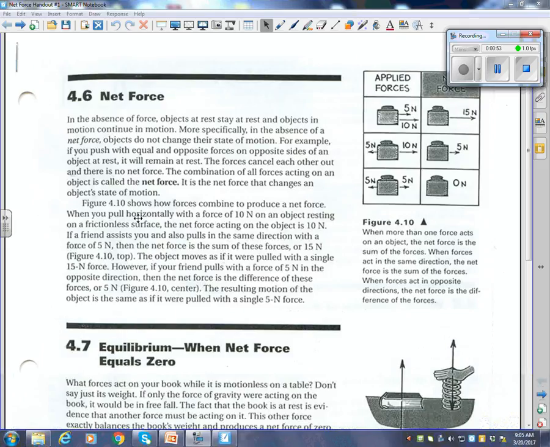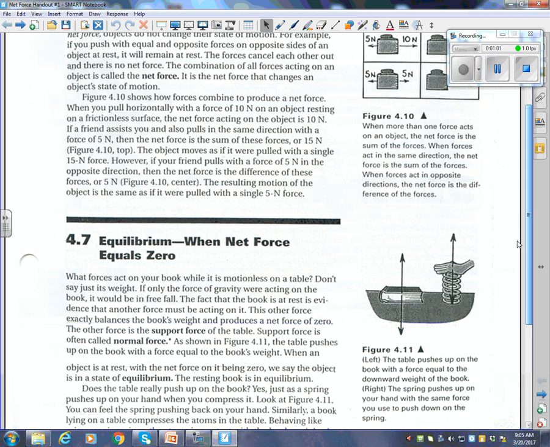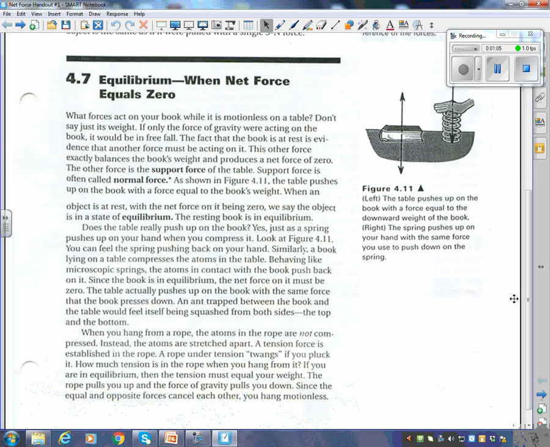It is the net force that changes an object's state of motion. Figure 4.10 shows how forces combine to produce a net force, and you guys know all this. This is nothing too surprising. I think I'm just going to skip all that. I think it's pretty straightforward. Let's go right to 4.7. Equilibrium: when the net force equals zero.